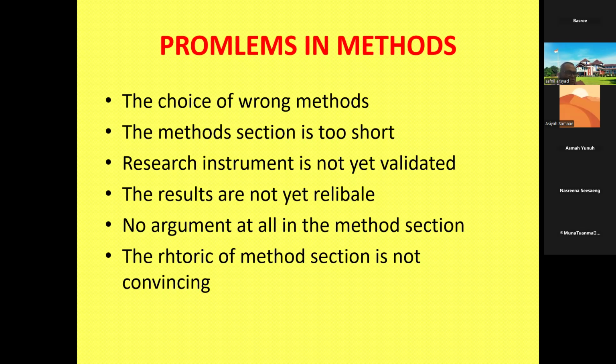If you are going to use a test as an instrument, what will the test be about, and why? So you have to be descriptive and also argumentative in the method section. The research instrument is not yet validated. If you design your research instrument by yourself, you have to validate it. You have to ask an expert to validate your research instrument.